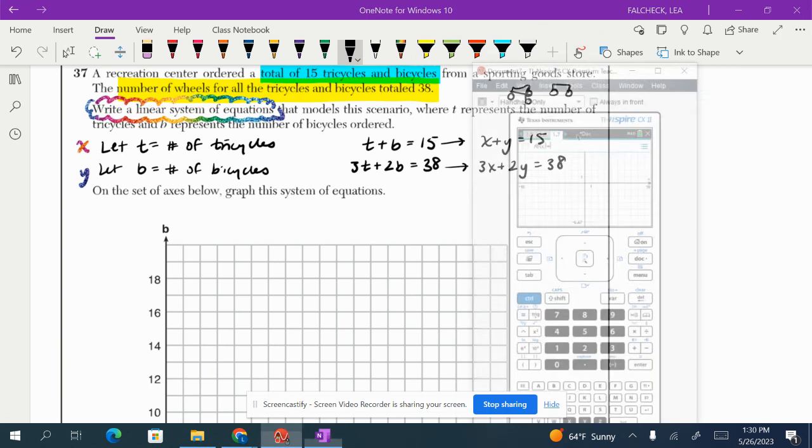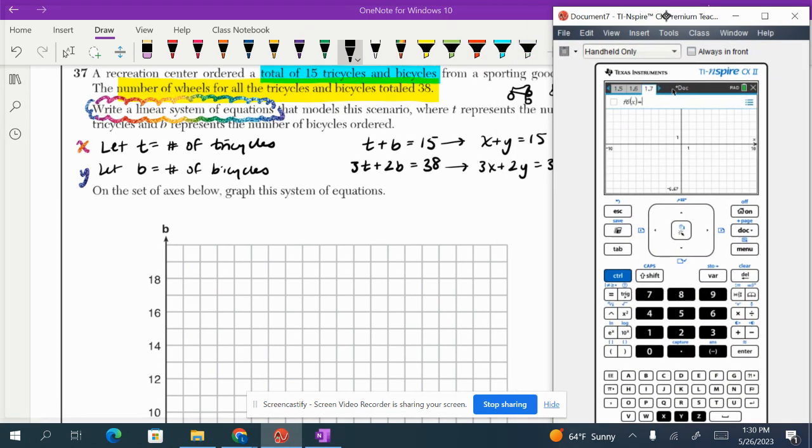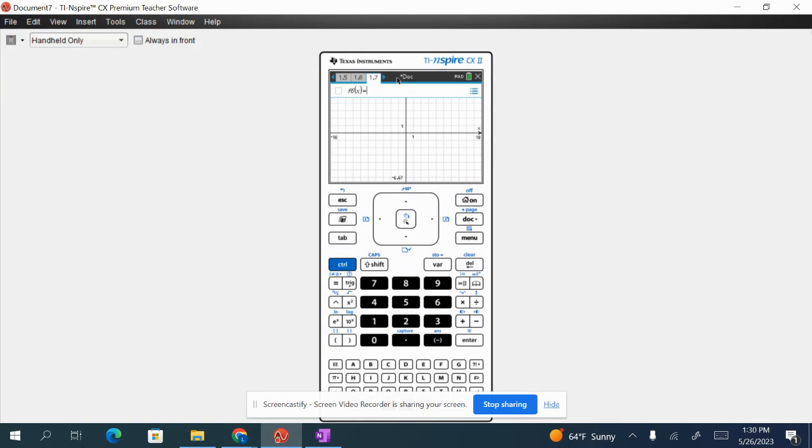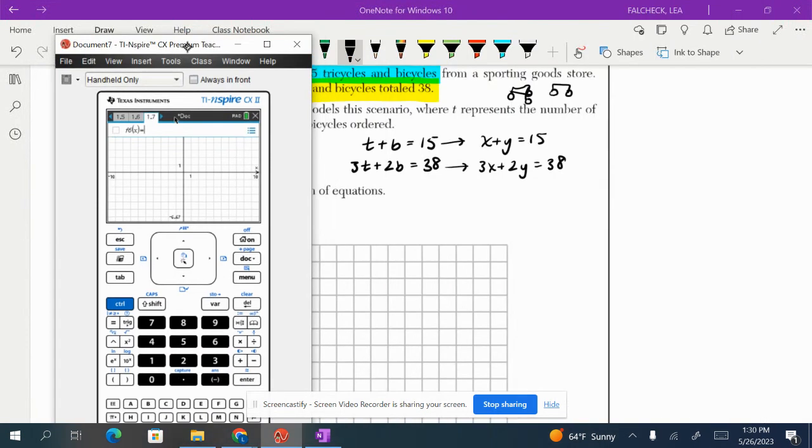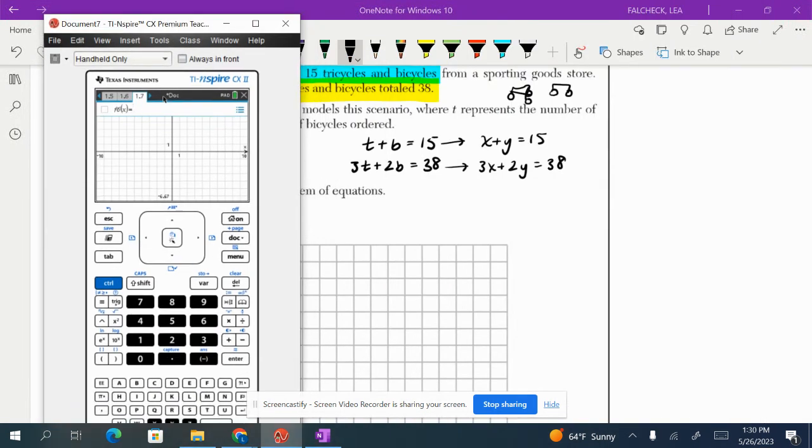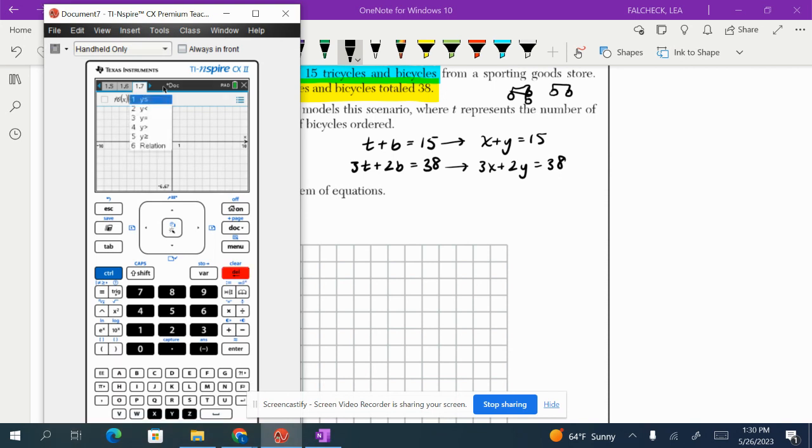Okay, so if you'll notice, both of these equations are in relation mode, so I'm going to keep that in mind when I'm entering them. Okay, there we go. So I've got x plus y equals 15. All right, let's go ahead and change the window so I can see what's going on.